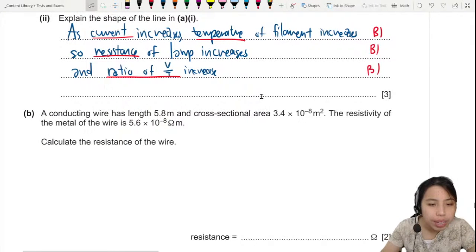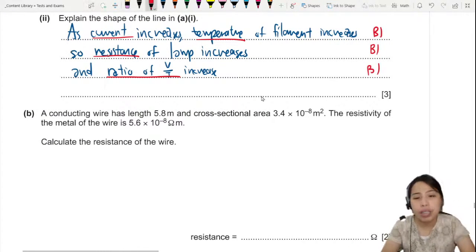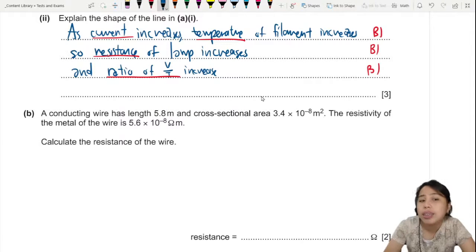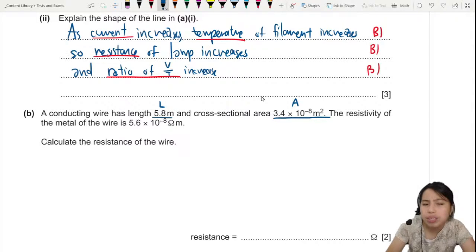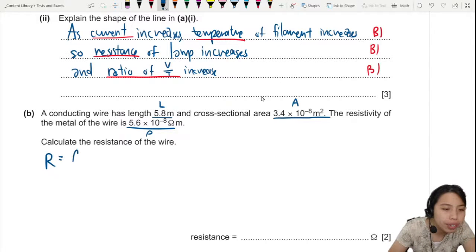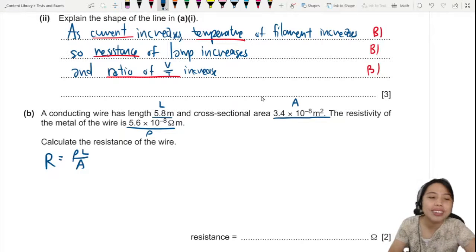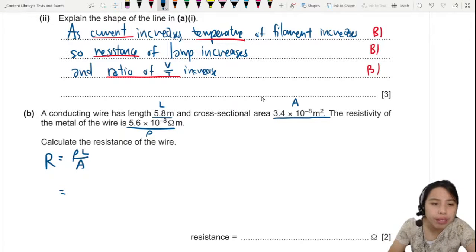So conducting wire has length 5.8 meters and a cross-section area A. Let's just label this so we see what equation we can use. Cross-section area A. Resistivity, rho. Rho, L, and A. This reminds me of the resistivity equation of a wire. How do you know the resistance? You can calculate it. It's great, they gave us a value. So let's go.